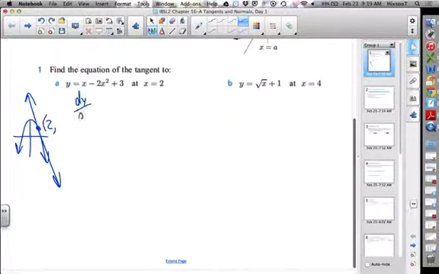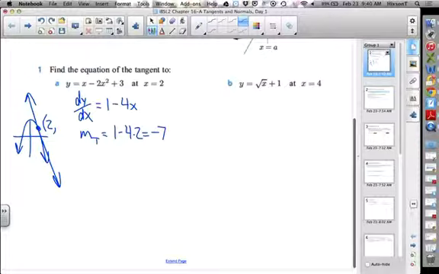So, if I want to find the slope of the tangent, I need to first of all find the derivative of this function. What is the derivative of this function? 4x. Yeah, negative 4x plus 1, or 1 minus 4x, either way you want to put it. And then I'm going to evaluate that where x equals 2. So when x equals 2, 1 minus 4 times 2, 1 minus 8, our slope is negative 7.